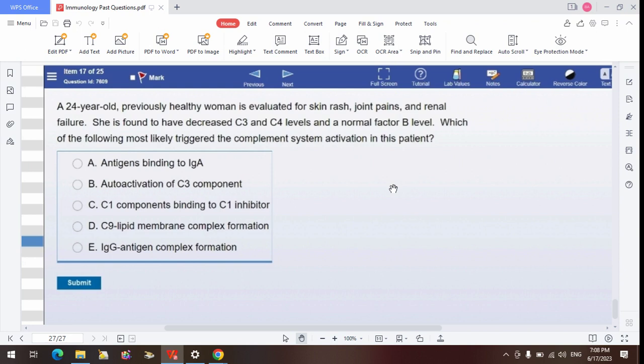I think the answer we chose yesterday was E. Okay, we did this particular question in class. So why are you picking E? I think because the classical pathway is activated. So why do you think the classical pathway is activated?